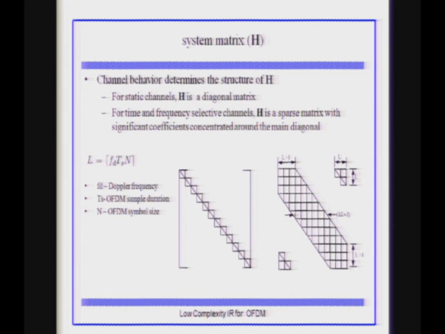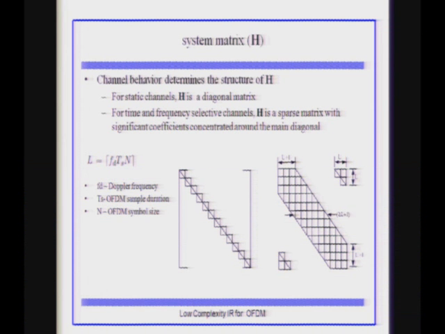If you look at this H, if it were static, it would have been diagonal. When there is Doppler spread, the off-diagonal elements on either side start getting spread. Still it's a sparse matrix, but now you have coefficients, maybe not as high as the main diagonal coefficients, spread across, and the spreadness increases as L increases, which is as the Doppler spread increases.